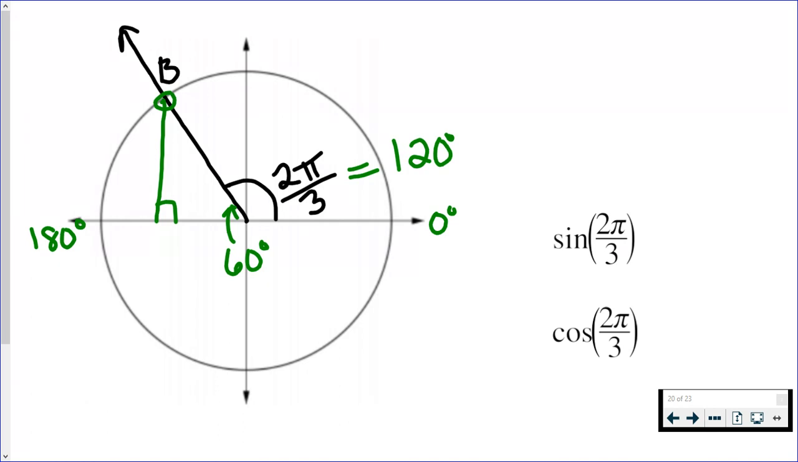Now, if we know that that's 60 and we have a right triangle, this angle up top must be 30 degrees. You do need to know your special right triangle rules, but once you know them and you start practicing with the 30, 60, 90 triangles in your unit circle, you will find that you get the same values every single time.